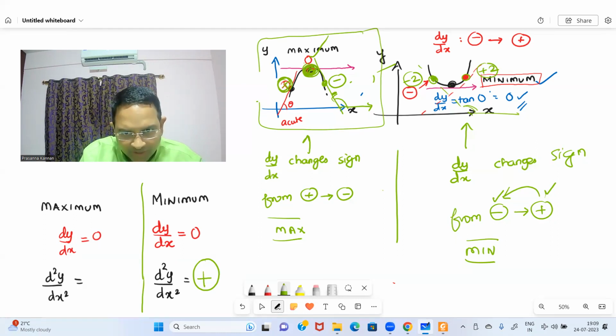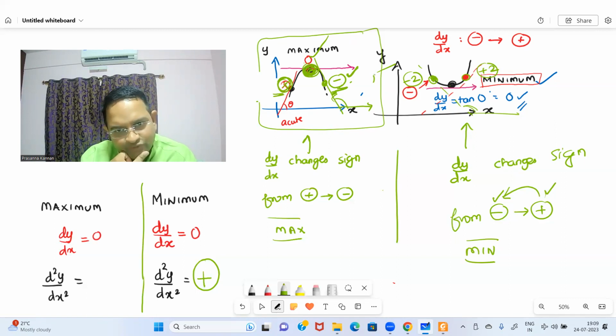At this point, it is 0. Beyond it, it is negative. Before that, it is positive. Is it clear for everyone? Yes, sir. So in this case, I'm taking this as the final value. Beyond this point, what is the value? Negative, dy by dx negative. Before this point, I'm taking it as initial. So what is that? Positive.